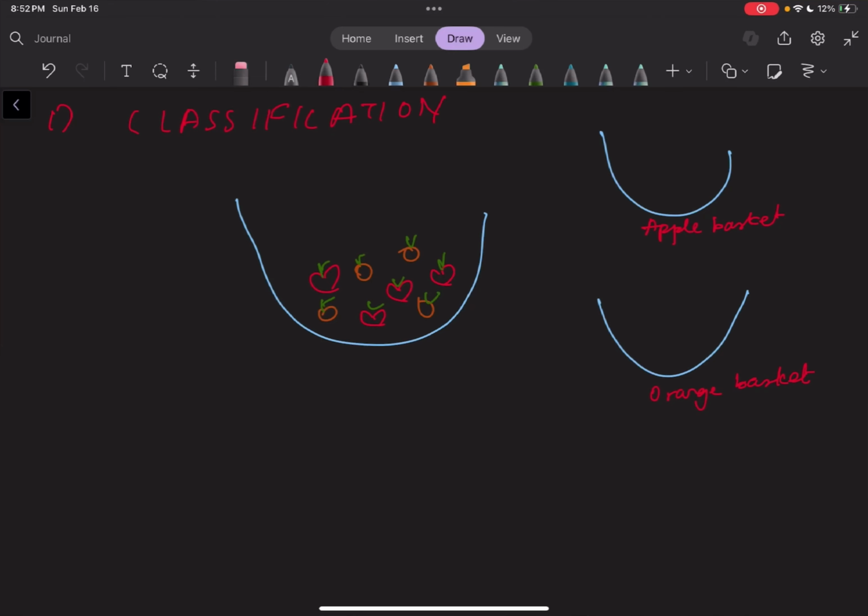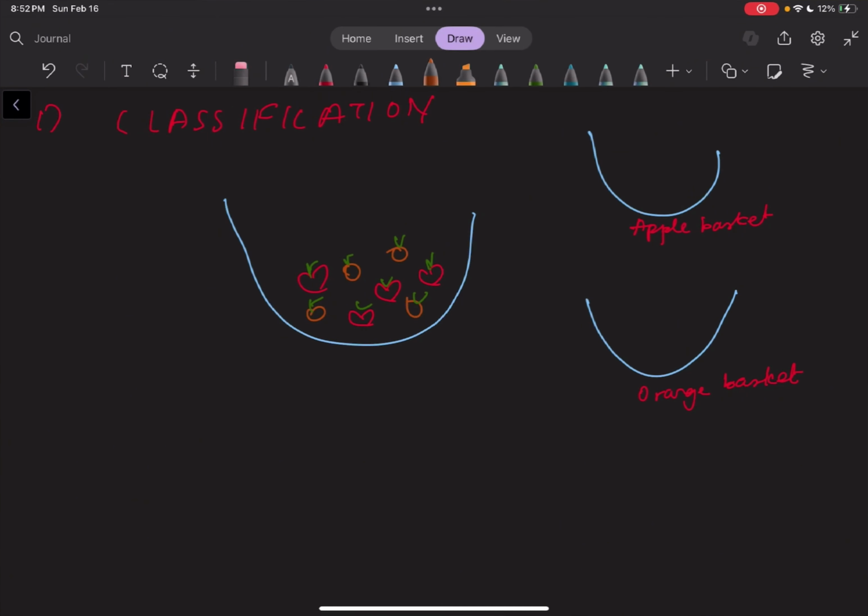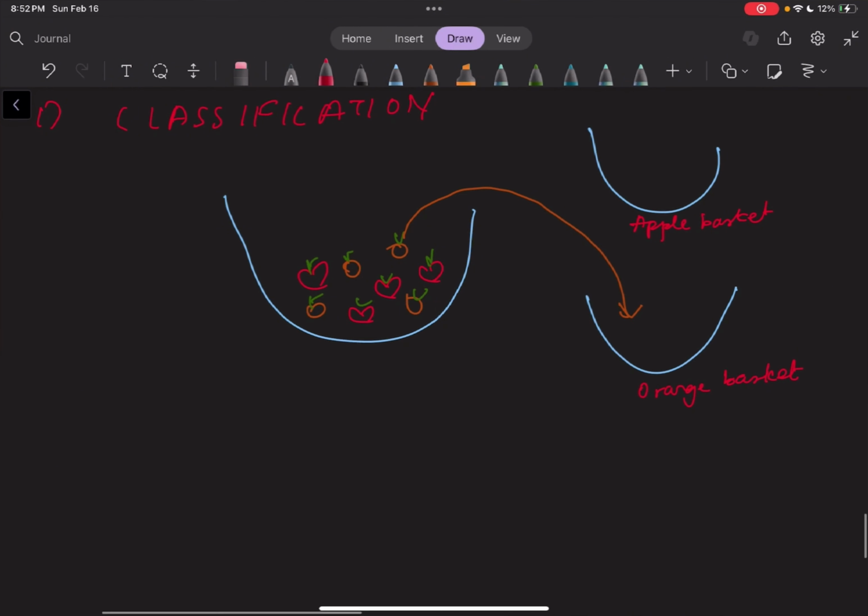Your job is to really just sort them out. You figure out this is an orange and it goes here. You figure out this is an apple and it goes here. So in machine learning, this is called a classification problem. Instead of just predicting numbers, we want to put them into categories, into baskets.